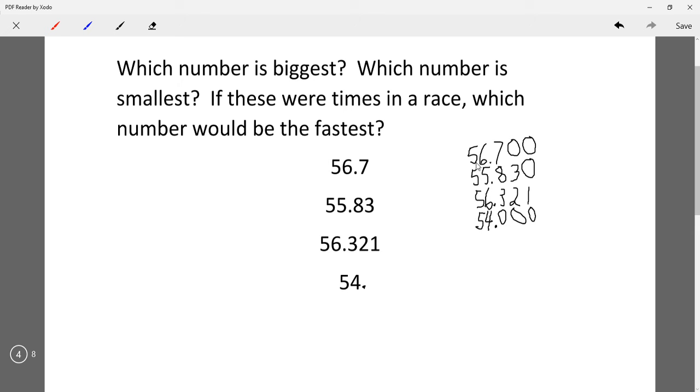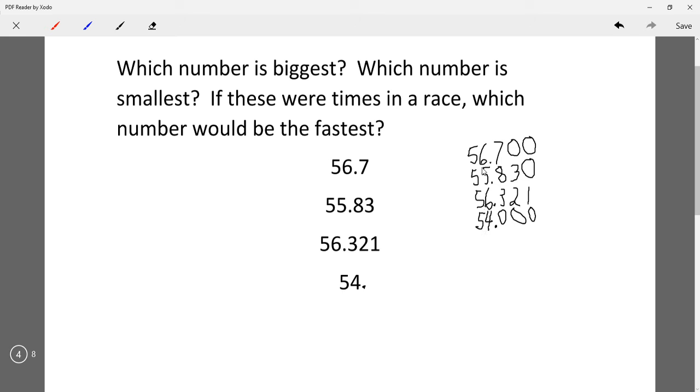So if you're figuring out which one's biggest or which one's smallest, you want to start in the biggest place value, which in this case is the tens, and they all have 5. Now, if one of them had 4 and the rest had 5, that would automatically be the smallest. We wouldn't have to look at any other numbers to figure out that that's the smallest. But anyway, they all have 5.